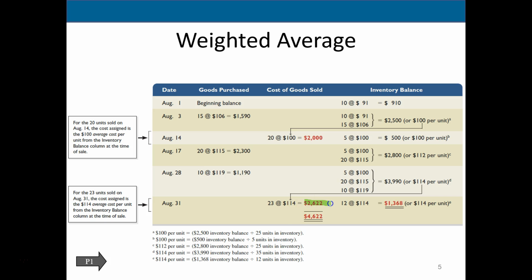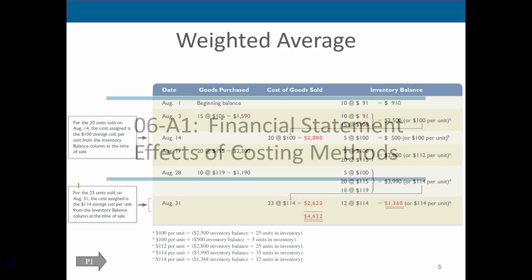Therefore, the cost of goods sold will be $2,622. Not the sales price, that's the cost. Sales price less the cost of goods sold will be the effect on net income. And now we have 12 units left at the 114. It's going to be the 35 units minus the 23 units on the sale, which gives us the 12 units left at the same average price of 114 in this case.